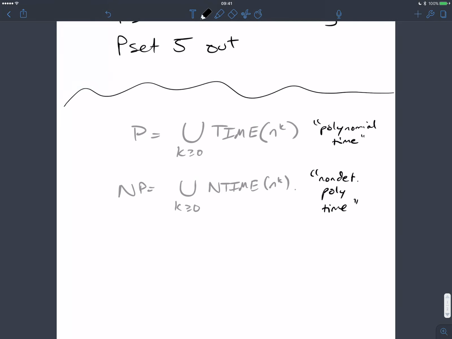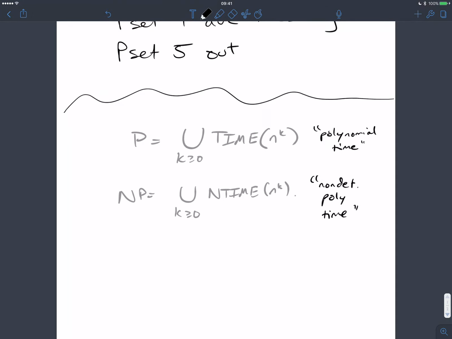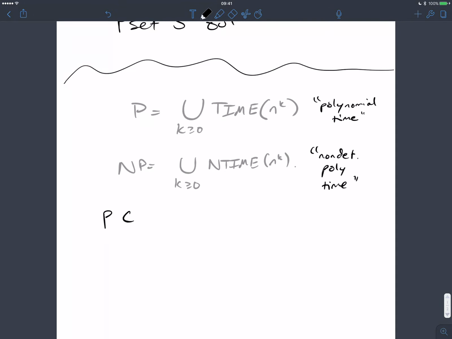So I'm not going to write polynomial a couple hundred more times. I'm just going to write poly now. But we believe problems that seem to be in NP but not in P to not be polynomially solvable, and we'll see that later today. But as we noted last time, we saw that P is a subset of NP. So just because a language is in NP, that does not necessarily mean that it can't be computed in polynomial time.